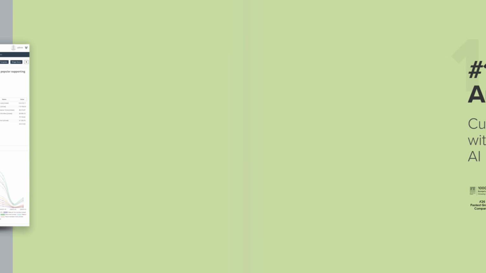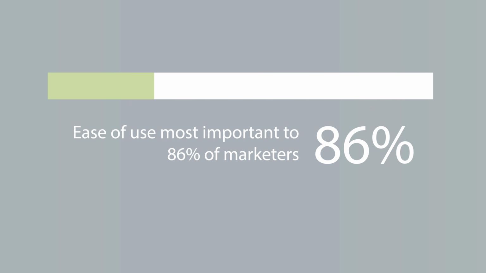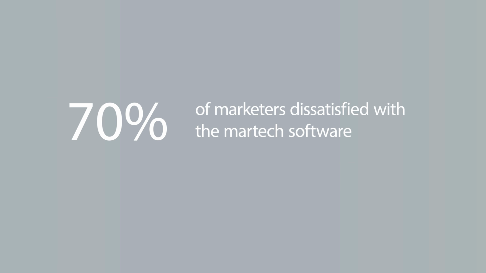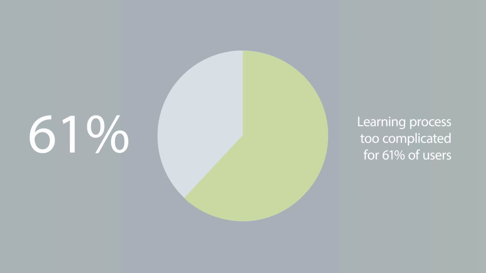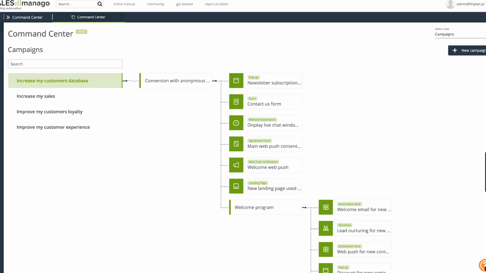Did you know that 86% of marketers believe that ease of use is the most important criterion when choosing a marketing automation platform? And at the same time, as many as 70% of marketers are dissatisfied with marketing software they use due to the complex structure of the platform and too hard system management. And no surprise at all, 61% of users think that the learning process of a new automation system is too complicated. Here is our solution to these issues, a command center.